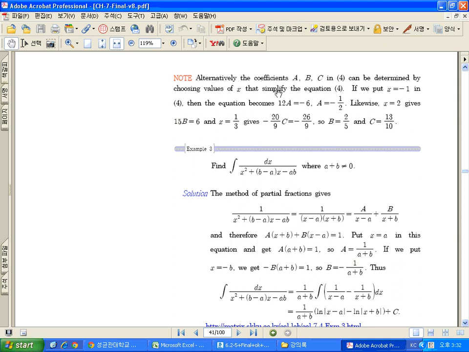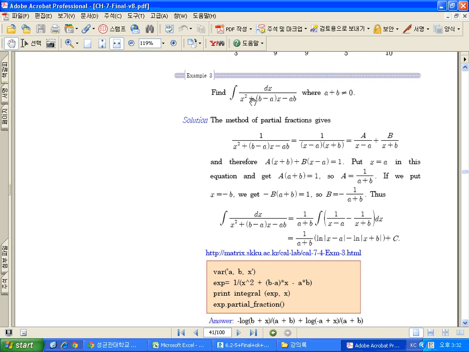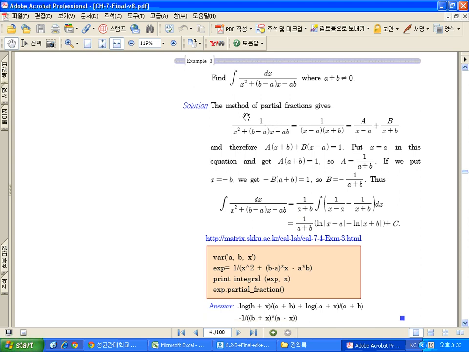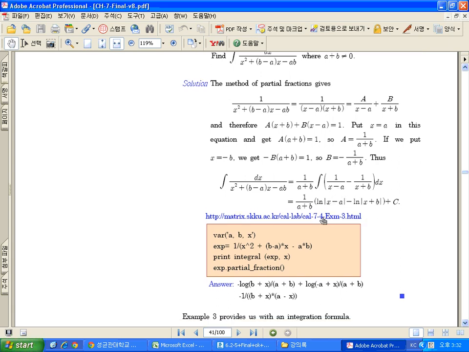There are alternative ways to get those coefficients. The next problem here: if we want to find the indefinite integral of this, then the method of partial fractions can be used to solve it. Then here we have a is equal to 1 over a plus b, b is equal to minus 1 over a plus b. So the integral of this one can be easily obtained by simple integration, which is related to the log function.